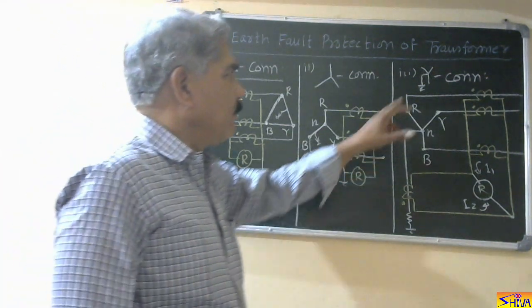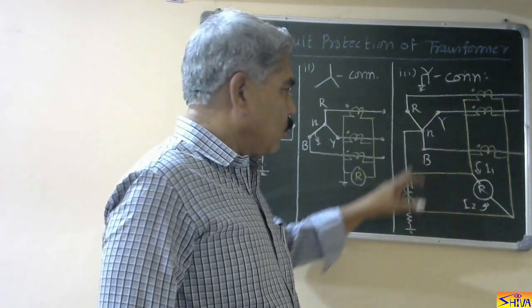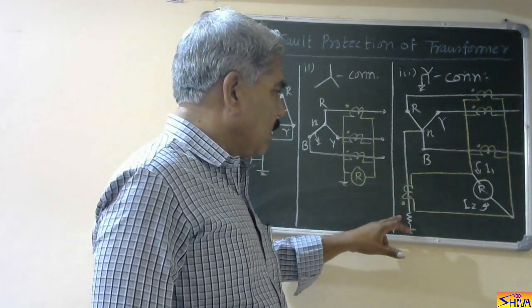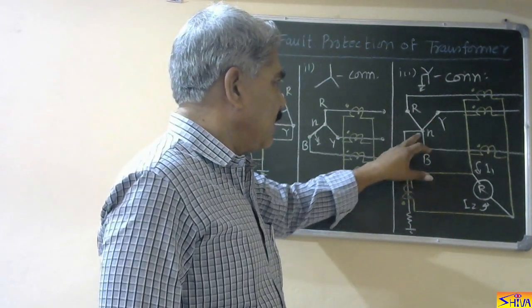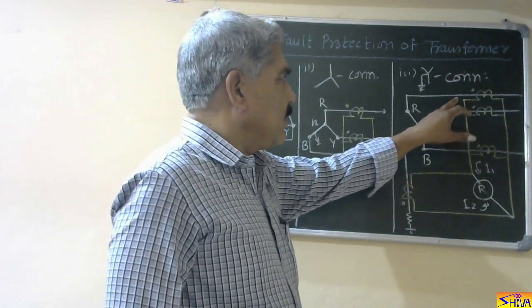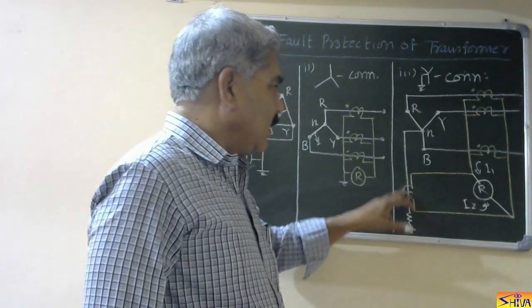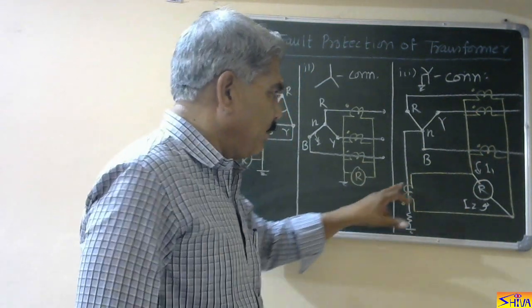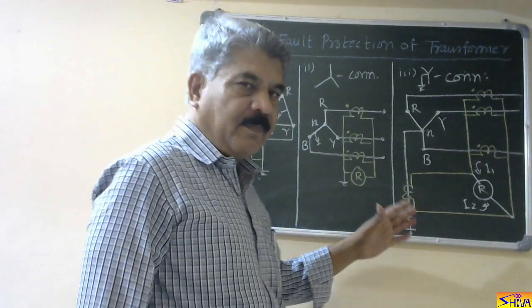Third case is star connection, neutral grounded solidly or through some resistance. So here I have shown the neutral is grounded through some resistance. So this is R phase, Y phase, B phase, and neutral grounded through resistance. Then in each phase or each line we are connecting the CT. Then in the neutral circuit also we are connecting the CT and we are connecting the relay like this. Now let us see the performance of this relay.